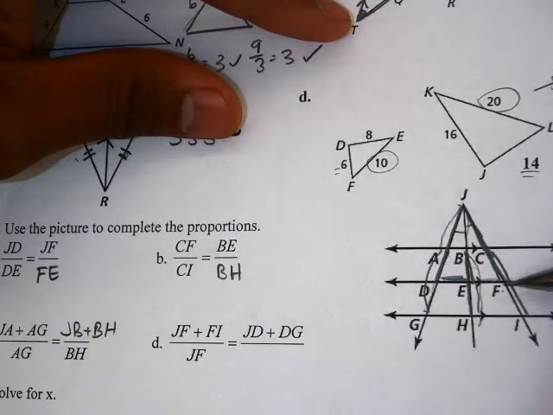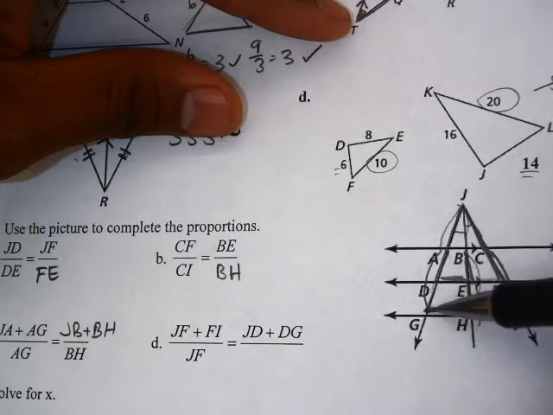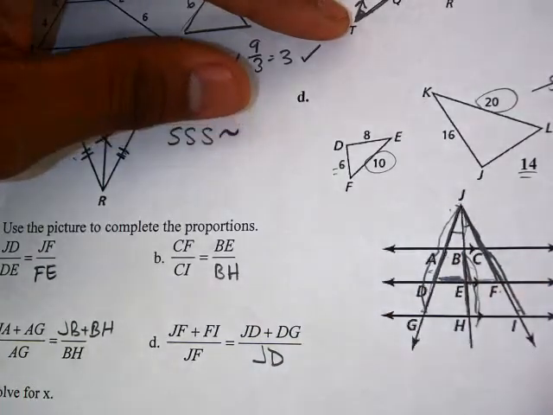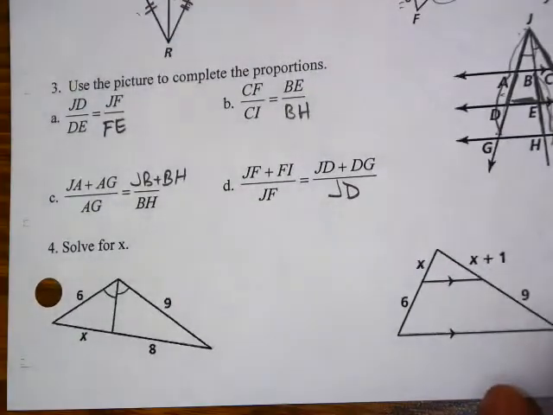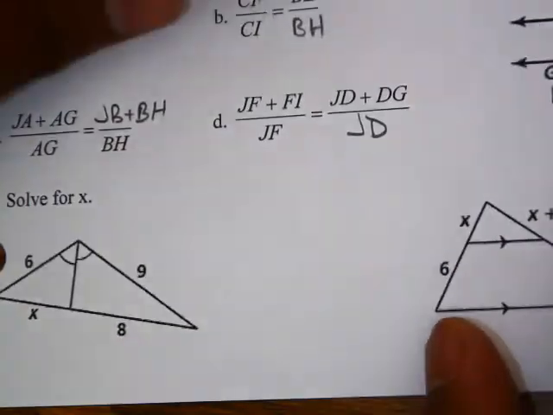JF plus FI over JF is equal to JD plus DG over JD. So in 4, we have to solve for x, and that's when we need to set up our proportions.